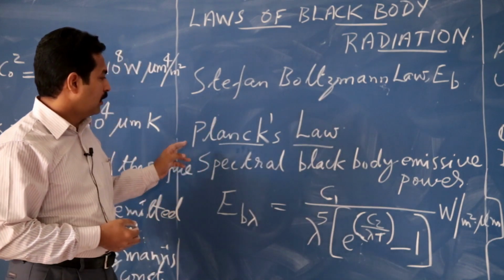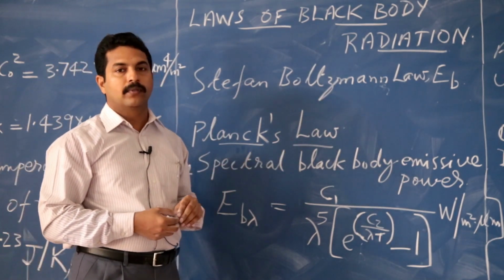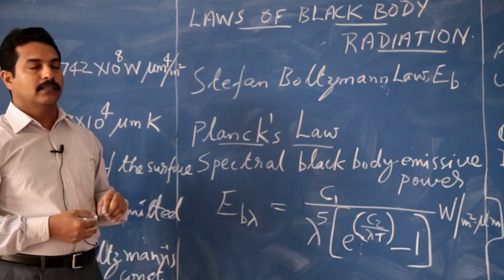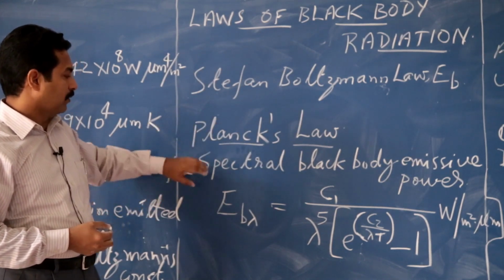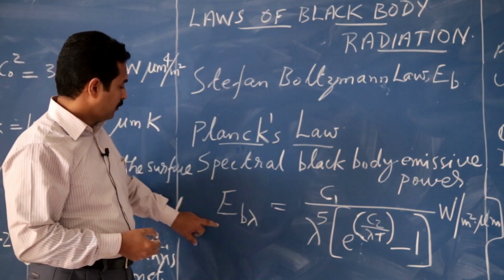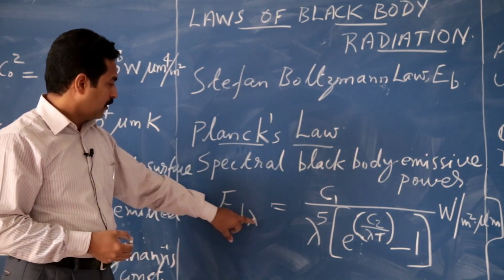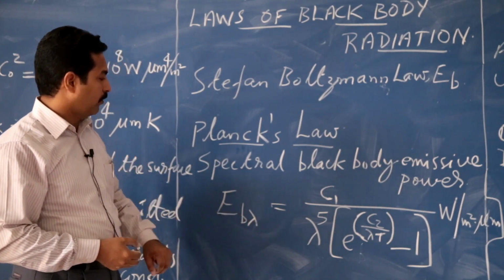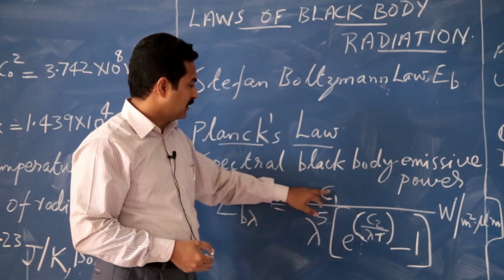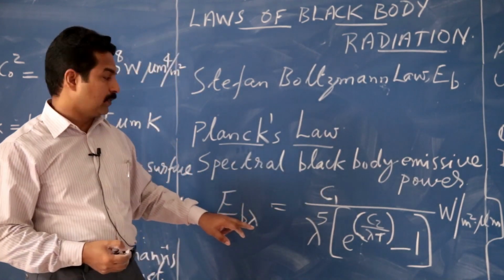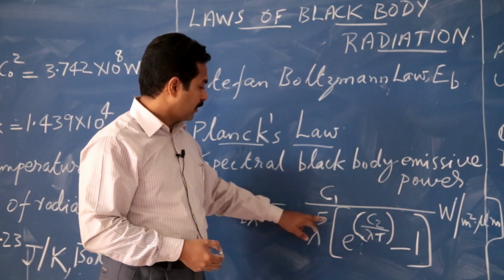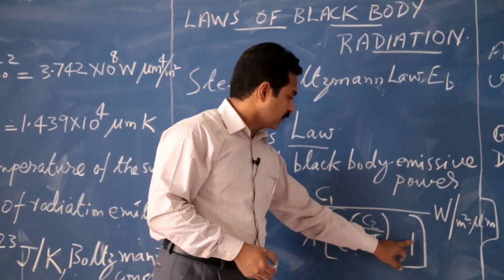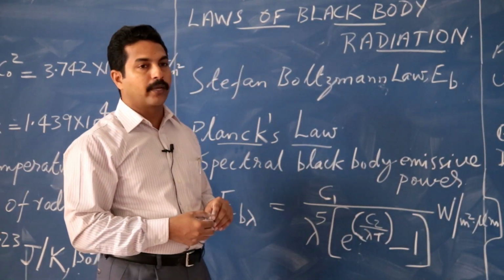But how to find out the spectral black body emissive power? That is the emissive power at a particular wavelength. In order to find that, we have to go for Planck's distribution or Planck's law. What does Planck's law say? The spectral black body emissive power, that is the emissive power of a black surface at a particular wavelength, is equal to C1 divided by lambda raised to 5, times e to the power of C2 by lambda T, minus 1, where C1 is a constant. We will see what C1 and C2 are. Its unit is watt per meter square micrometer.